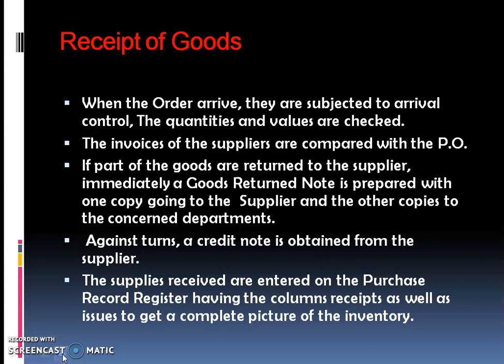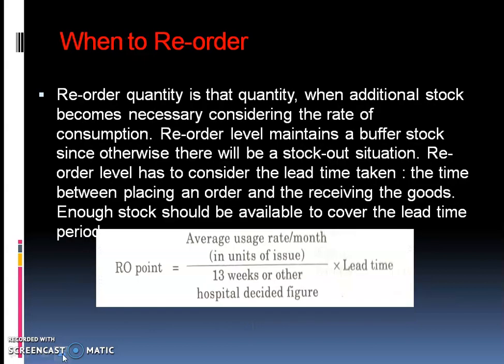The supplies received are entered on the purchase record register, having the columns receipt as well as issue, to get a complete picture of inventory. Then, when to reorder? Reorder quantity is that quantity when additional stock becomes necessary, considering the rate of consumption. Reorder level maintains the buffer stock, since otherwise there will be a stock-out situation.